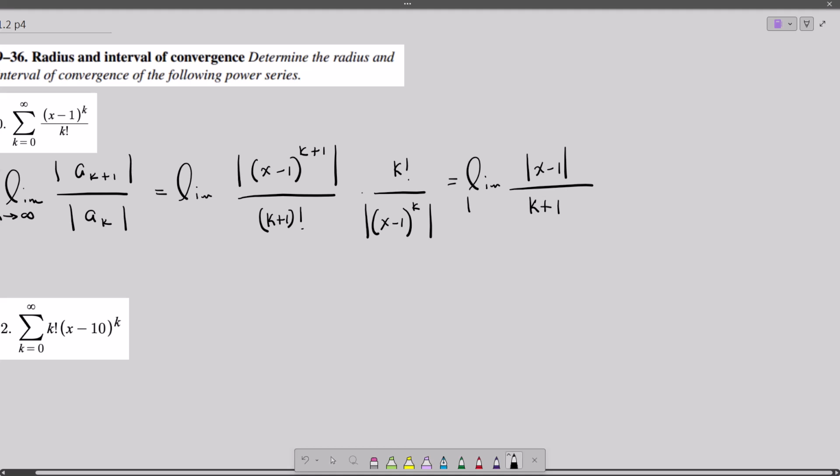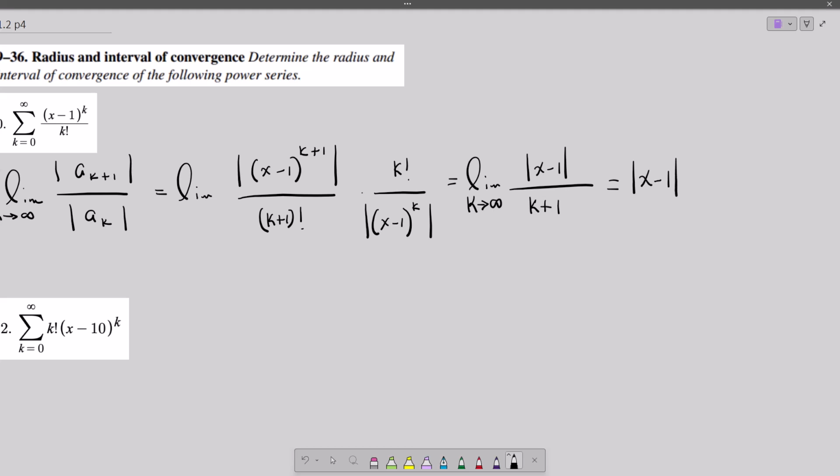Now this limit is based on k. It is not based on x. So that numerator has nothing to do with the value of the limit. Right? There's no k in the numerator. This limit says we are going to let k go to infinity. Not x, k. So, in other words, this absolute value of x minus 1 is constant with respect to k, and it does not change as k changes.